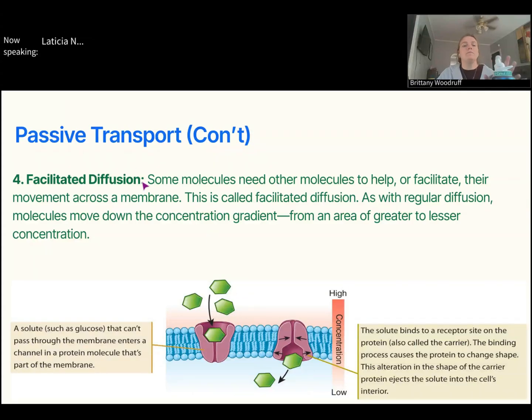Yeah, no worries. So facilitated diffusion is just like diffusion. The only difference is that sometimes you need a little carrier protein, meaning that you just need some help. A carrier protein is just there to help it out. To facilitate, right?